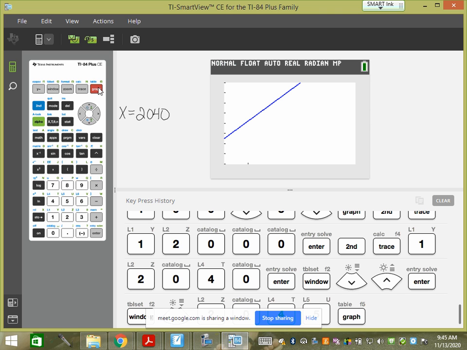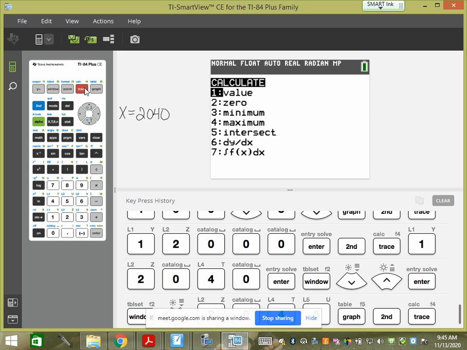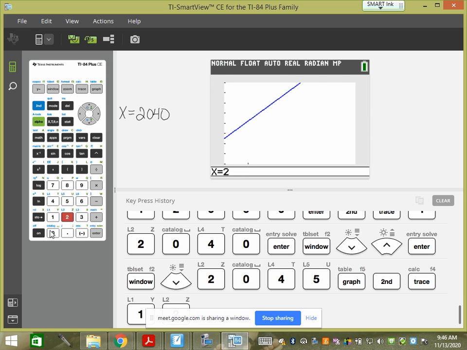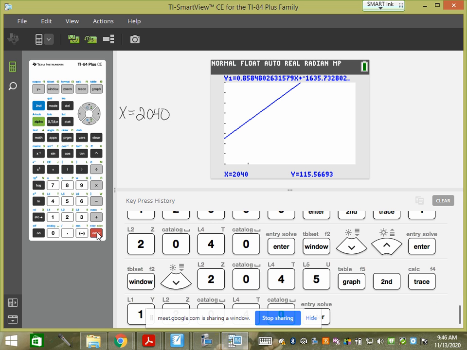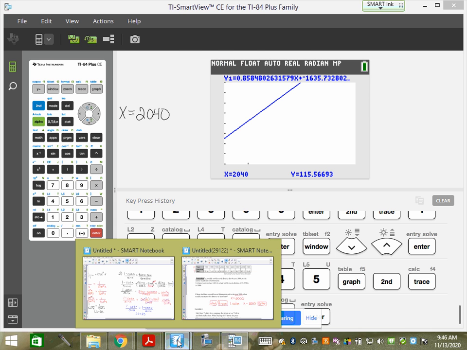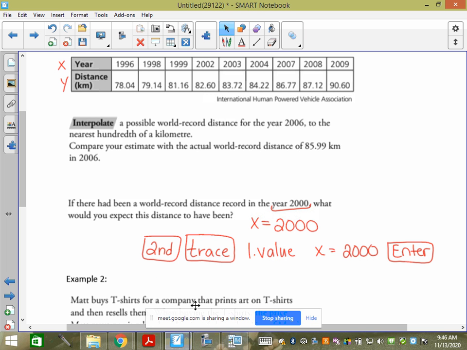And then when I go to find it, second trace, value, I go 2040. Now it gives me an answer because I made it be part of my graph. Okay, so the key thing is that if you error, it's because your X value is not actually in your window. Go back, change your window. Does that make sense? Okay, so for that question, there was just an X question. I'm going to make you do a Y question as well. So for this question, I'm going to get you to add what year.